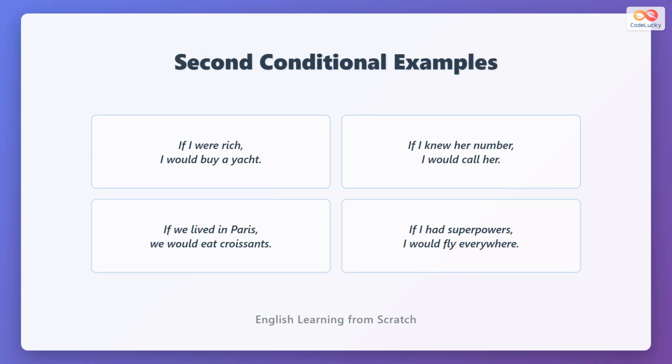Here are some examples of second conditional sentences. If I were rich, I would buy a yacht. If I knew her number, I would call her. If we lived in Paris, we would eat croissants. If I had superpowers, I would fly everywhere.